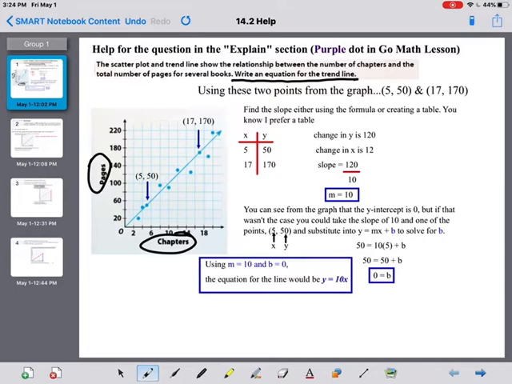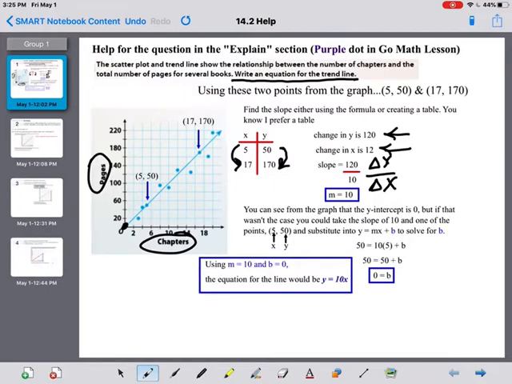So you can use the slope formula, but you know I like tables. So I would drop my 2 points into this table here, putting the x values on the left and the y values on the right. I would then figure out my change in the y values. So going from 50 to 170 is a change of 120. And then going from 5 to 17 is a change of 12 for the x's. And when I find the change in y and I divide it by the change in x, I get a slope of 10. So you can easily see from the graph that the y-intercept is 0.